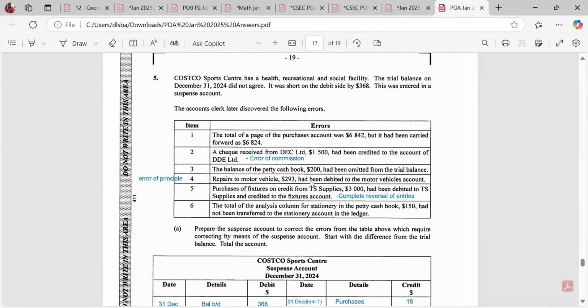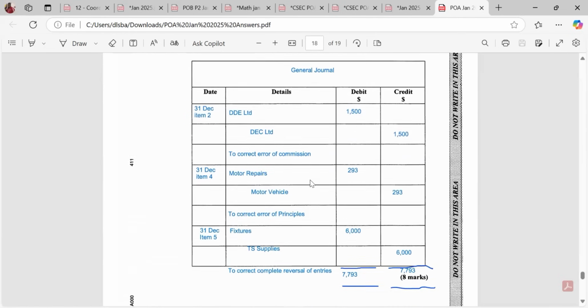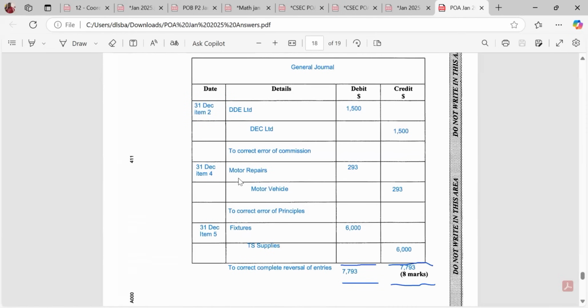Credit. And then we'll have to debit the repairs account where it was supposed to be. In any general journal, they always put what's being debited first. So I debit more motor repairs, and then I credit motor vehicle, and I put my narration: to correct error of principal.